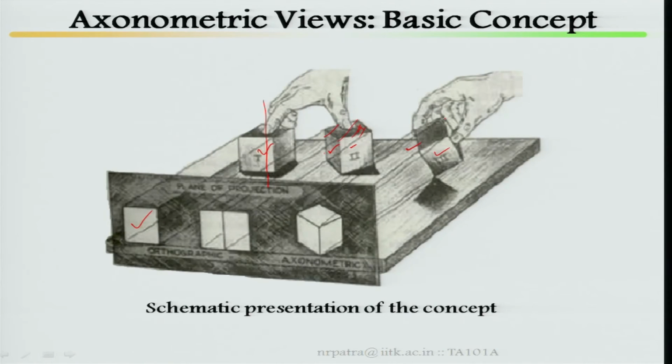Look at here. Project it back, project it back, project it back. This is called axonometric view in 3D. I have shown it with a wooden plank, a wooden box, with a picture plane and object.